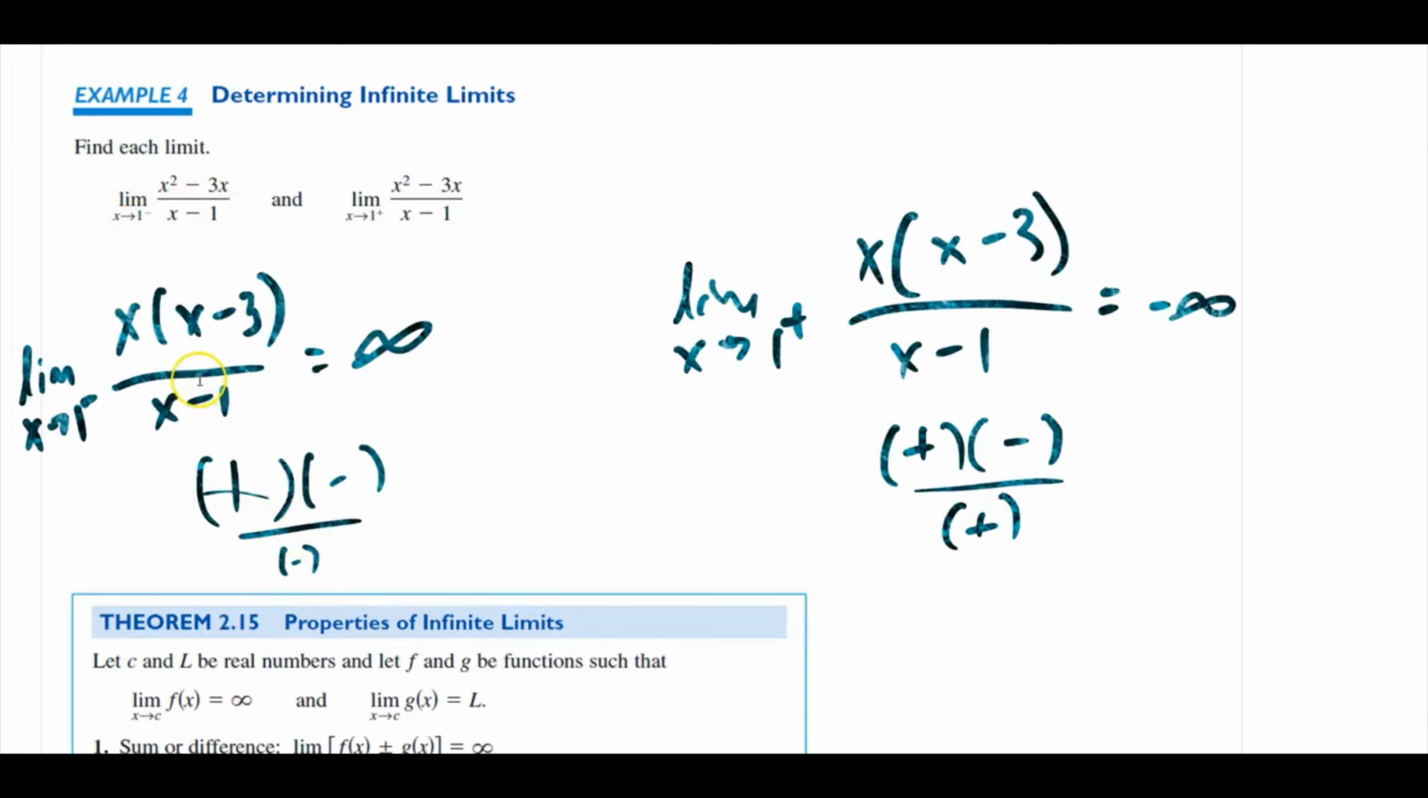It really helps to factor things, because then you can just handle things as some sign times some other sign, and that's really helpful. And when we're dividing by very small numbers, that means that we're getting up to infinity, or if we're dividing by very small negative numbers, we are getting to negative infinity.